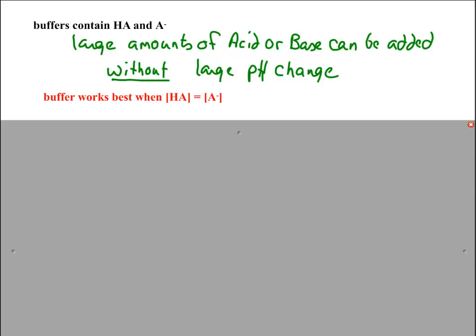Okay, it turns out that a buffer works best when I have the concentration of my acid equal to the concentration of my anion, if I have an acidic buffer. If I add a base, the acid can absorb it by giving up hydrogen ions to neutralize the base and increasing my concentration of A-. If I add an acid, the A- absorbs the hydrogen ions and increases the concentration of HA, and so that decreases my overall hydrogen ion concentration and minimizes the pH change.